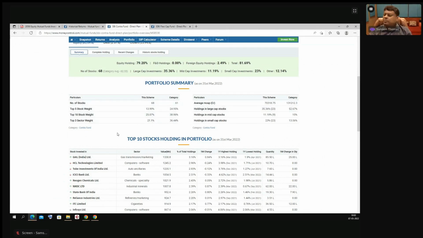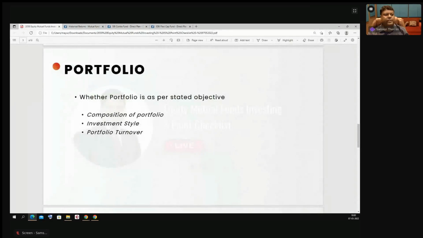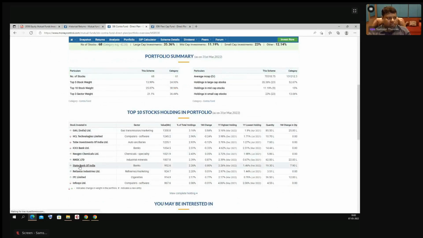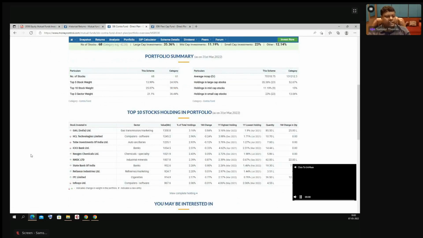One of the first things that you want to see in the portfolio is whether the portfolio is according to the stated objective of the fund. So what is the stated objective of this fund? It is a contra fund. It is supposed to find value where the market is not looking right now. So does this portfolio enable you to know that, or is this portfolio according to the stated objective?